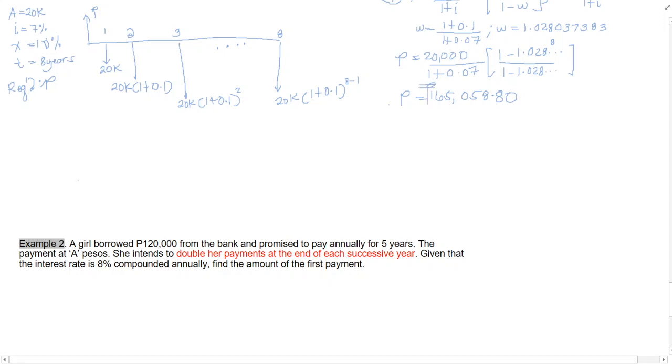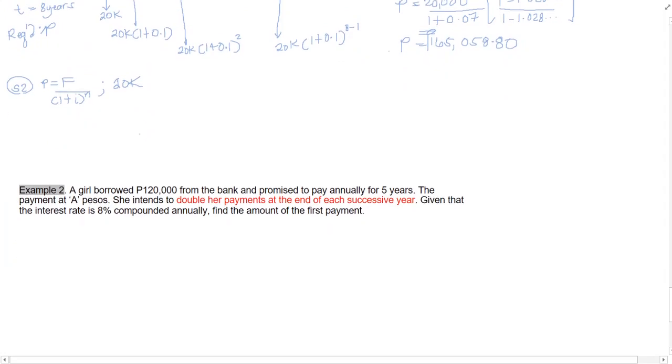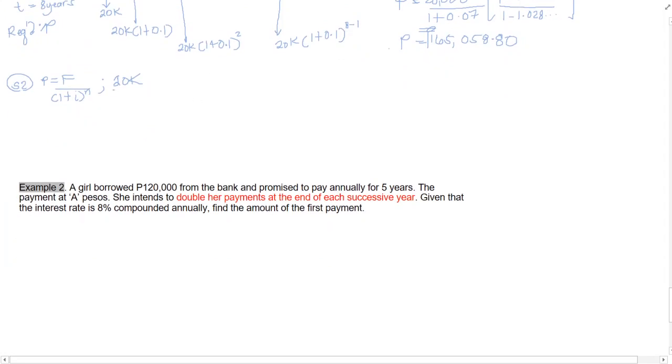Okay, so using solution 2, if we are going to use compound interest again, P there is equal to F divided by 1 plus I raised to N. So if we are going to rewrite this, for the first year, of course, the present worth is 20,000. So 20,000 divided by 1 plus 0.07 for the first year.